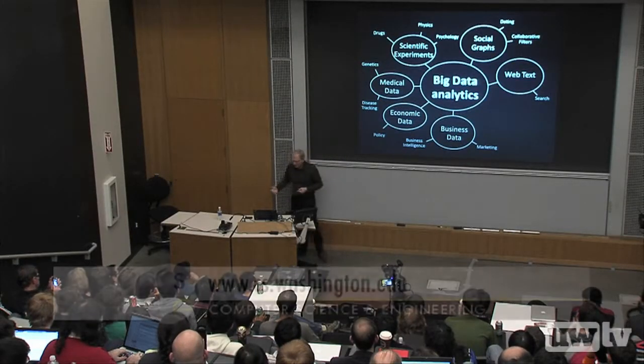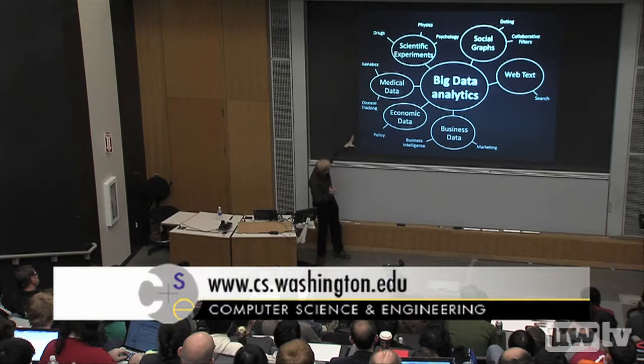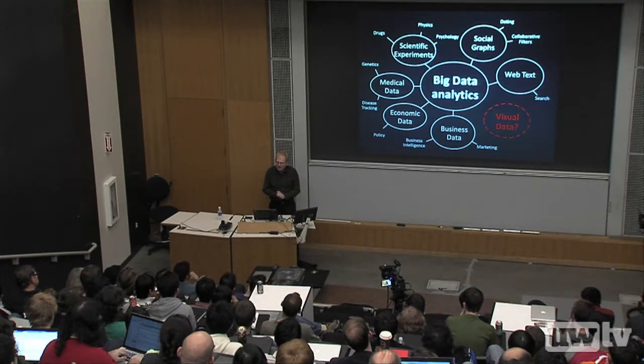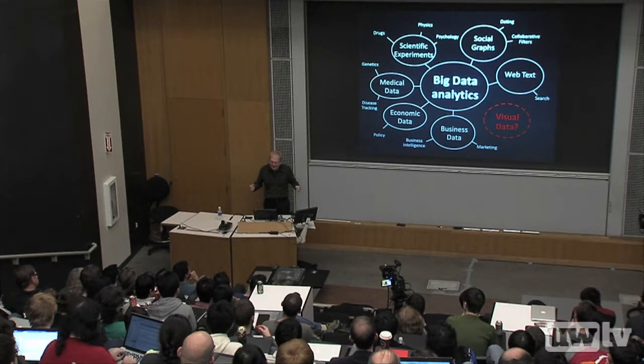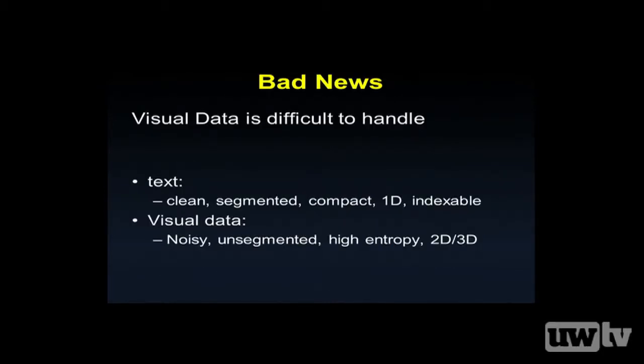And you would think that, okay, with all this data, we can do stuff. But if you look at the big data analytics that everybody's talking about now, there's all this stuff that people look at: economic data, business data, medical data, scientific data, web text. But where is visual data? Nobody seems to be looking at that. Pietro Perona calls it the internet's dark matter. It's a piece of the internet that we can't access, we can't index. It's not connected to anything. It's just out there.